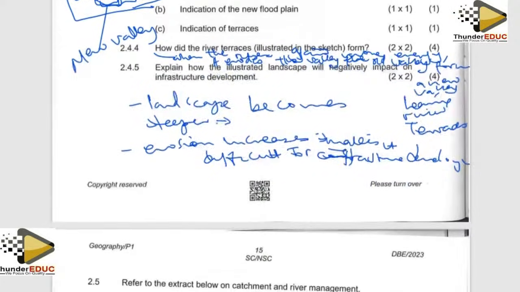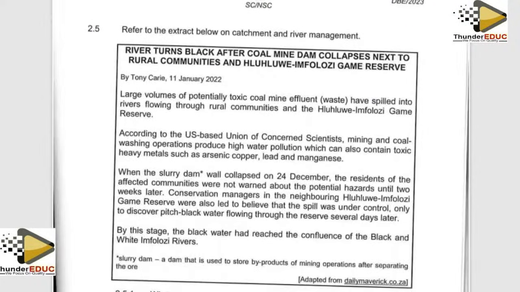We're looking at 2.5. 2.5 is an extract that is given about the river catchment area and river management. So you read it, it talks about the river turning black after a coal mine dam collapses next to the rural community in Thundereduc, Mufollo's game reserve. So what happens here? Large volumes of potentially toxic coal mine waste have been spilled into the rivers flowing through communities, and Thundereduc follows the game reserve.